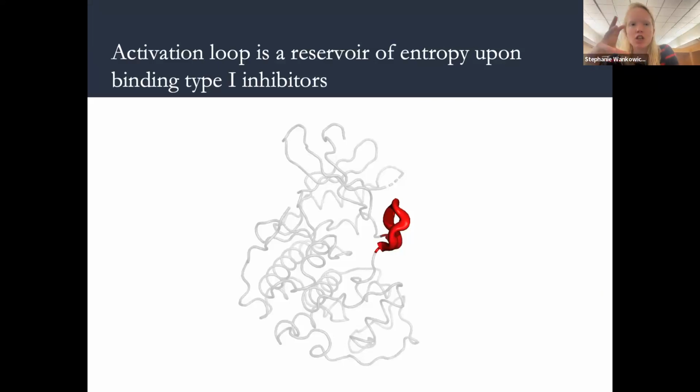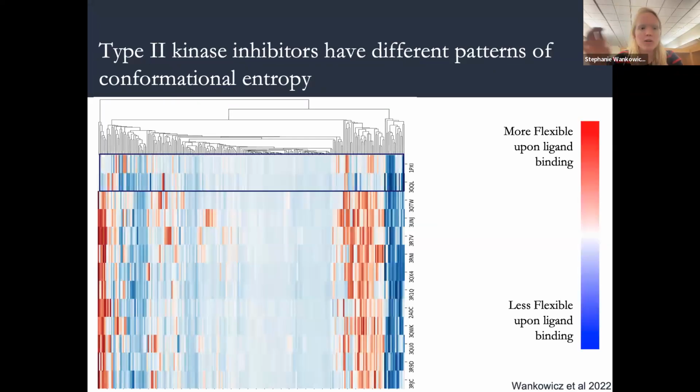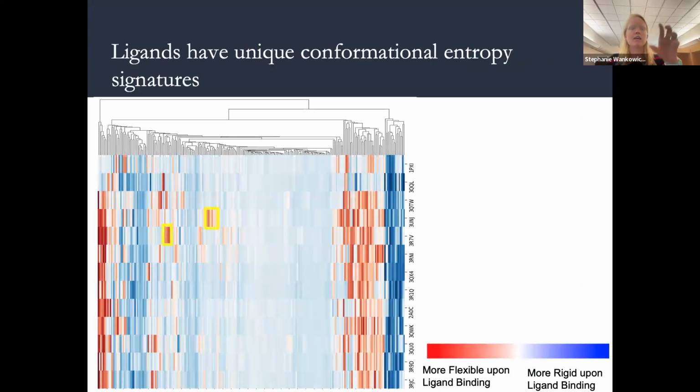So the activation loop is known to be a reservoir of entropy. It's known to be flexible upon many ligands binding. And this is exactly what our data read out. But we also saw that there are two outliers, and these ended up being type 2 kinase inhibitors, which don't increase the flexibility of the activation loop. But this also really got us excited because, beyond the known stuff of kinases, we saw that ligands have unique conformational entropy signatures. So even within the type 1 inhibitors, we can see differences in conformational entropy.